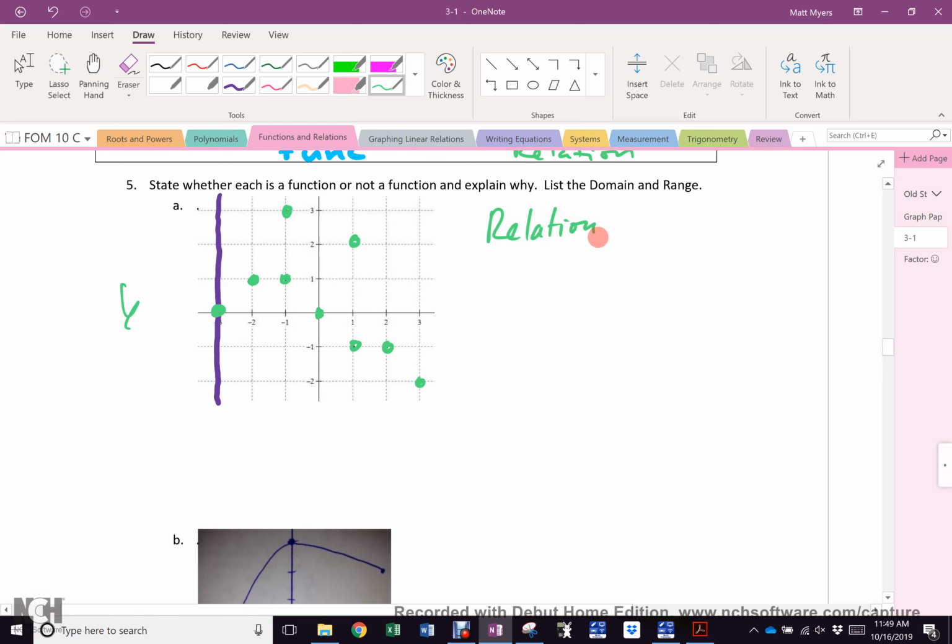Now, I want the domain and range. Are the domains x's or y's? And the range is y's. Now, what is the first x I have to write? The biggest or the smallest, Amelia? And where does the smallest x live?